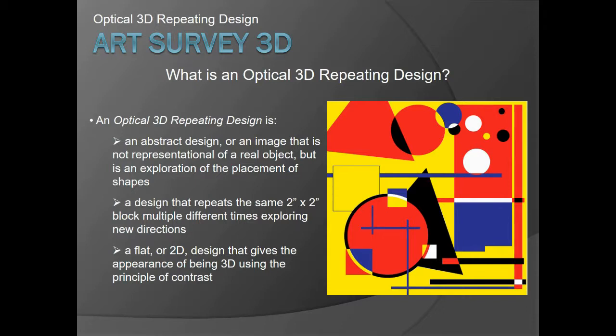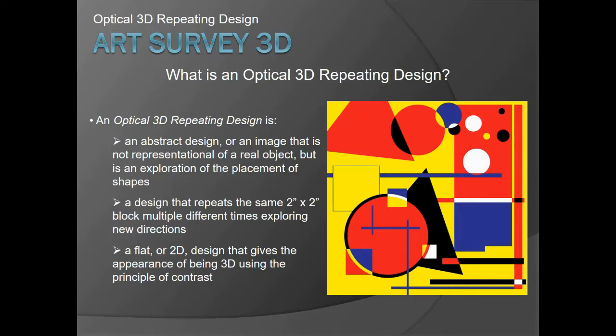So what is it that we're going to be making? We're going to be creating a 3D repeating design that optically looks like it has dimension to it by the use of color and the principle of art known as contrast. We're going to create an abstract design, or an image that is not representational of a real object. It could be if you wanted to, but it's not required that it is. That is an exploration, so there's that art concept word again, that explores the placement of shapes and images together to create one unifying composition.